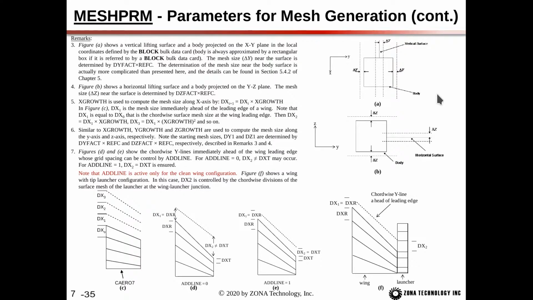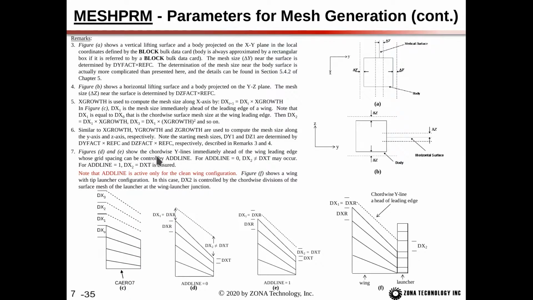And these figures illustrate the parameters that we have. So our delta Z here, you can see we have our horizontal surface. That's our dz_fact. And then we have a vertical surface, and then our body. This is the dy_fact. And then down here, we have the add line illustration.